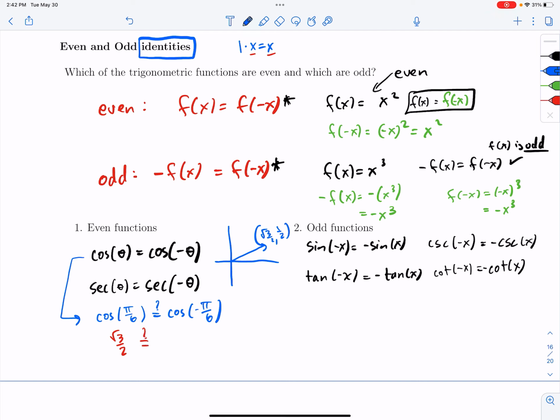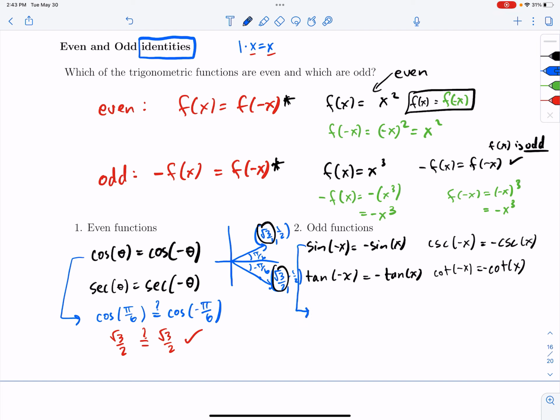Now cosine of negative, so this angle right here was pi over 6. Negative pi over 6 is just going to be down here, and that has the same coordinates except the y coordinate is negative. So whether I'm looking at pi over 6 or negative pi over 6, those both have the same x value. So this is root 3 over 2, and that is true. I could do that for any angle on the unit circle or any angle in general, and those are going to be equal to each other.